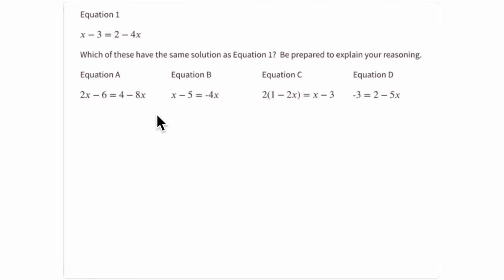Another way to do this is to solve each equation for the value of x. And we just talked about that this is x equals 1. And if you do that for each of these 4 equations, you're also going to get an answer of x equals 1 for all 4 of them. So again, it proves that each of these 4 equations are different forms of this equation up here. They all have the same solution.